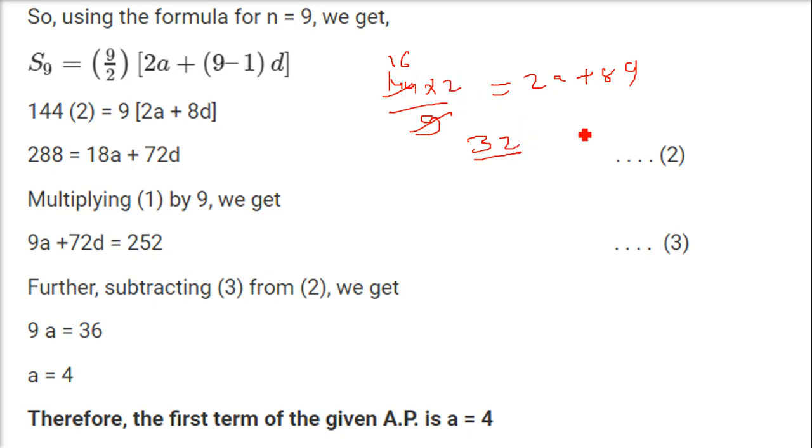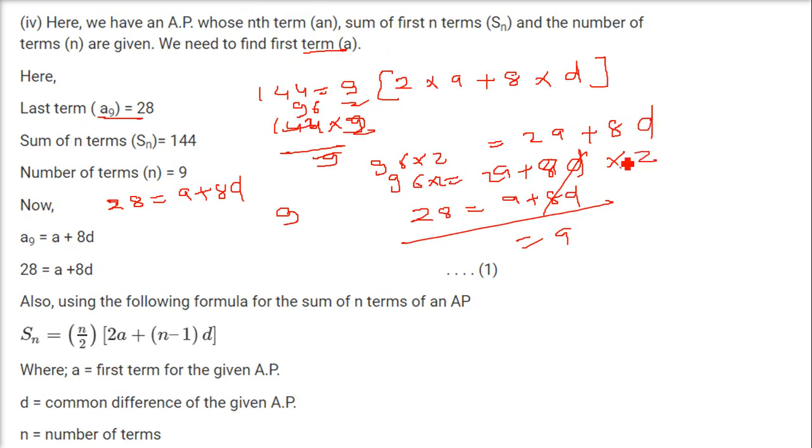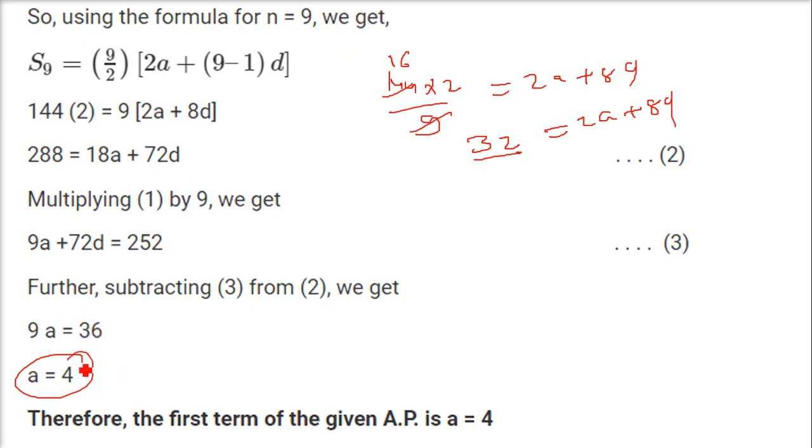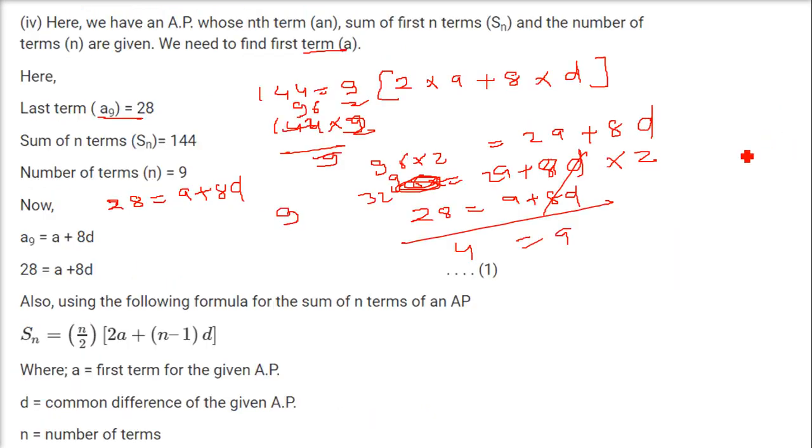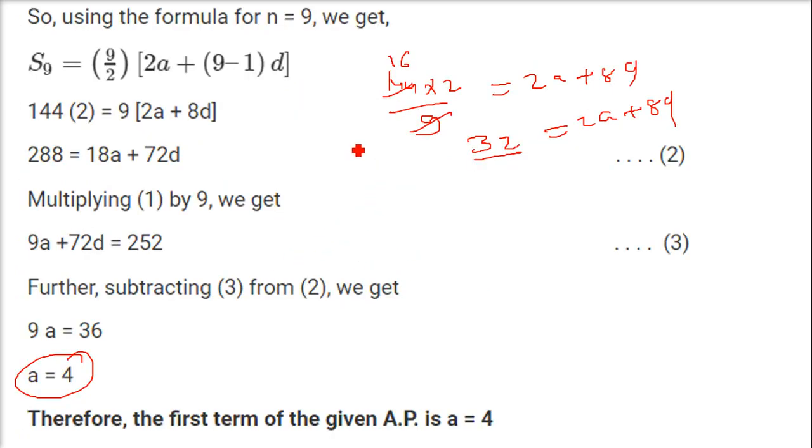16 into 2, so 32 is coming. 2a plus 8d, so let us go back. 2a plus 8d is 32, right? So now we are subtracting. a will be equal to 32 minus 28, which is going to be 4. So a is 4. There were some changes I made just because of the complications of the numbers, so I just did it again, and a is going to be 4. This is how you have to solve. The basic idea is this.